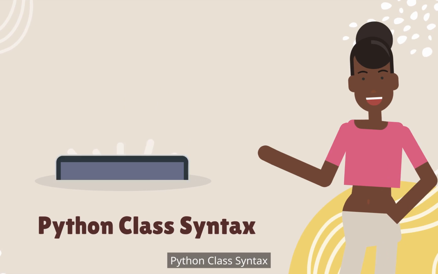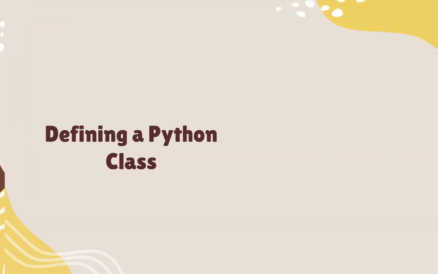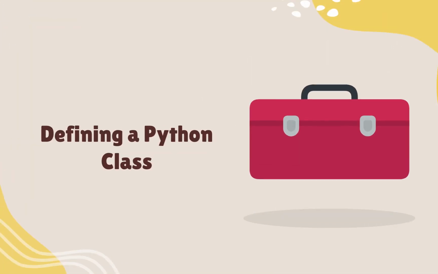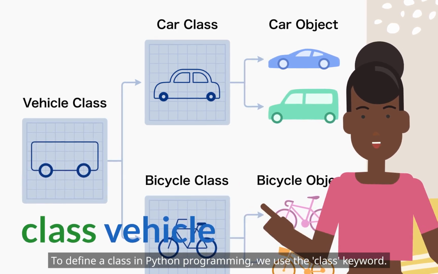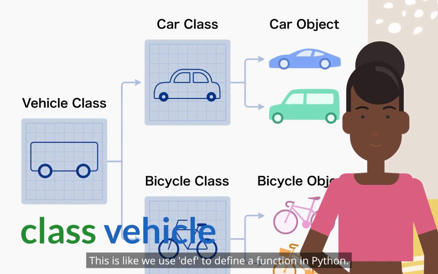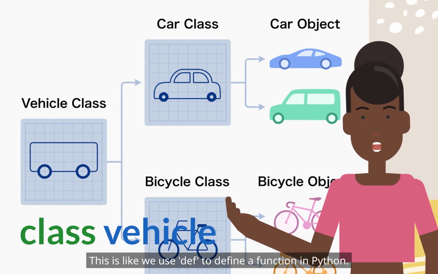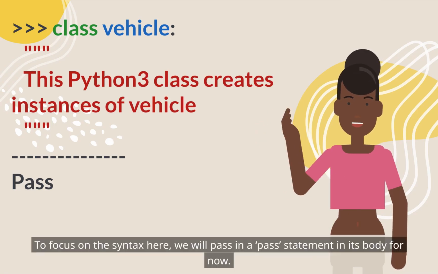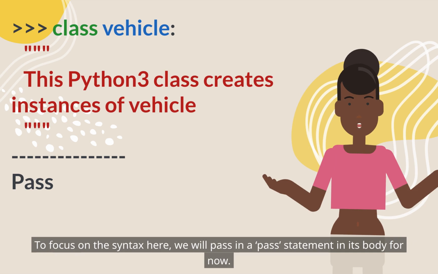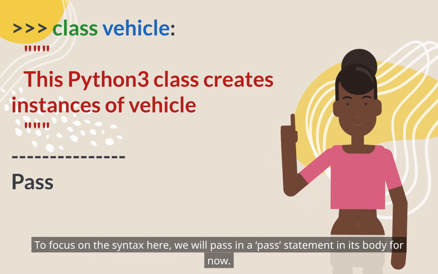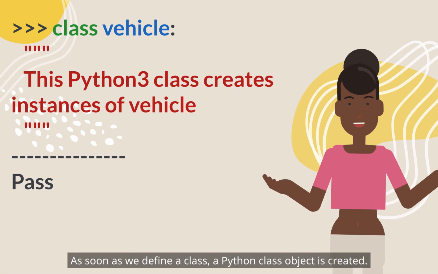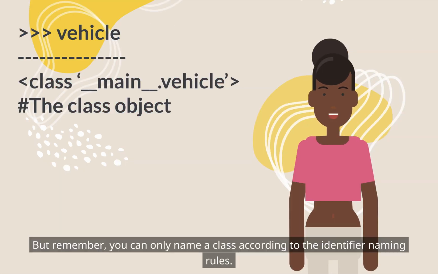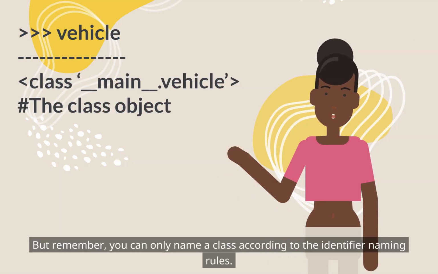Python class syntax. To define a class in Python programming, we use the class keyword. This is like we use def to define a function in Python. To focus on the syntax here, we will pass in a pass statement in its body for now. As soon as we define a class, a Python class object is created. But remember, you can only name a class according to the identifier naming rules.